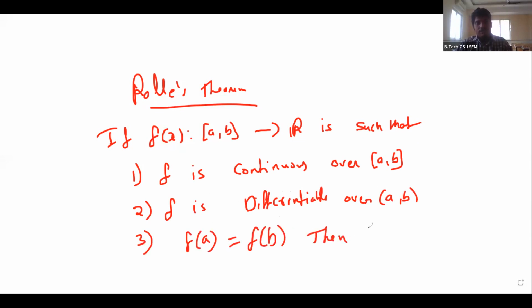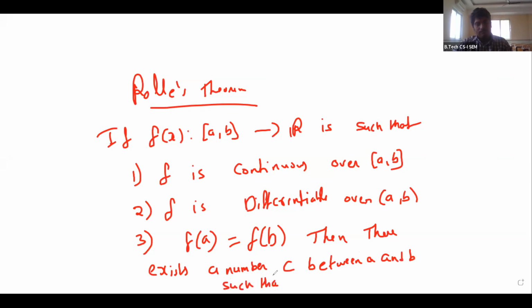Then there exists a number C between A and B such that f dash C is equal to 0.